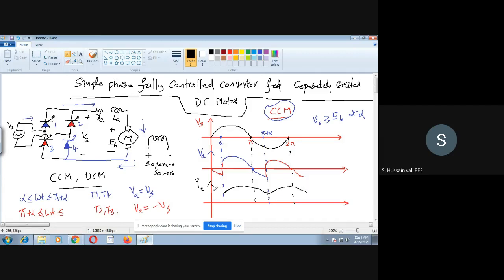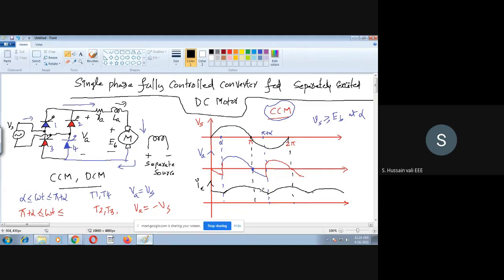Now you see here, the current never becomes zero. It is always above the x-axis because it's a continuous conduction. IA is never zero, because IA is the current in the inductor, or you can say the current in the armature. So that is always there.